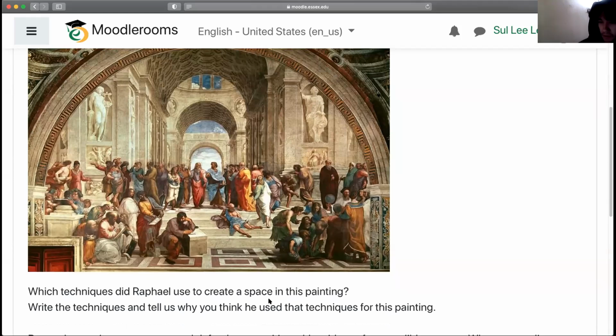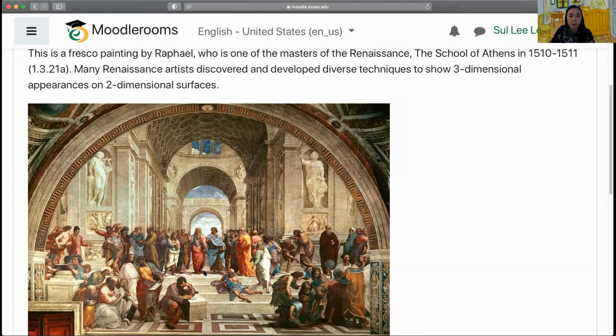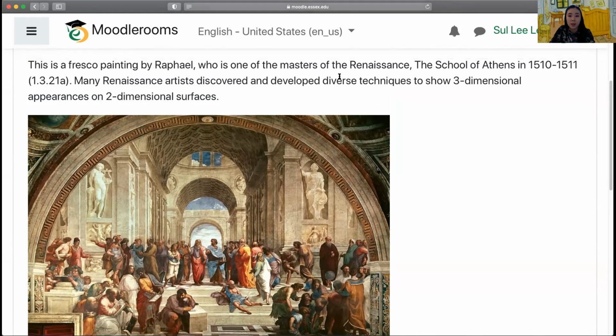And could it have also been the usage of light? Oh, you can focus on the light as well. But the point of the topic is to tell the technique used to show the three-dimensional appearances on the two-dimensional surface. You can also talk about the light, but please write one of the techniques he used in this painting to create the three-dimensional appearance.